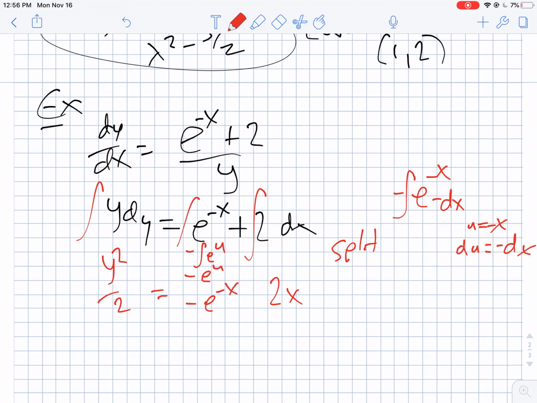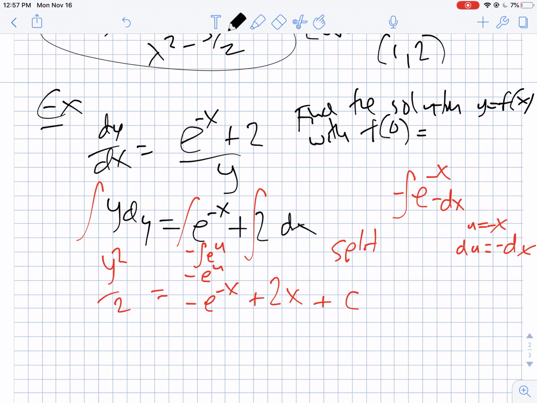Okay, this is the point where I recognize that I didn't actually tell you all the information in the problem. I meant to also tell you to find the solution y equals f of x with the point f of 0 equals negative 4. So there's your initial condition right here, that 0, negative 4. So that's what I need to do at this point. I need to plug in 0, negative 4.